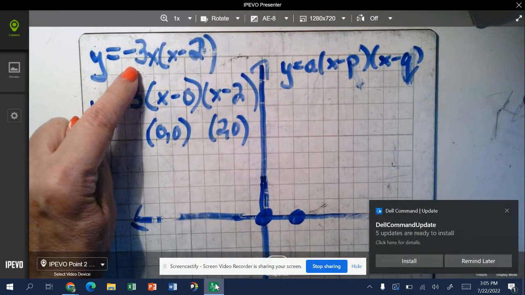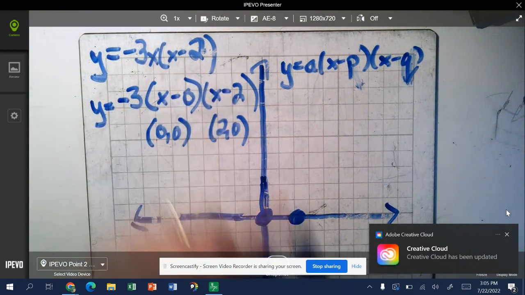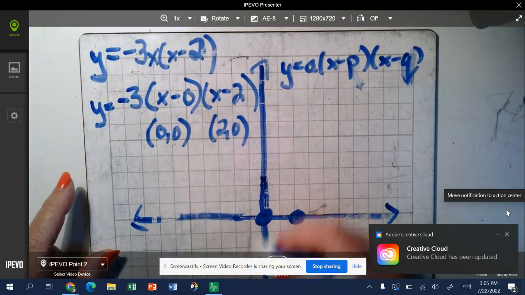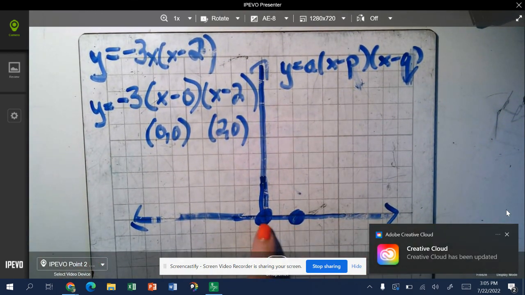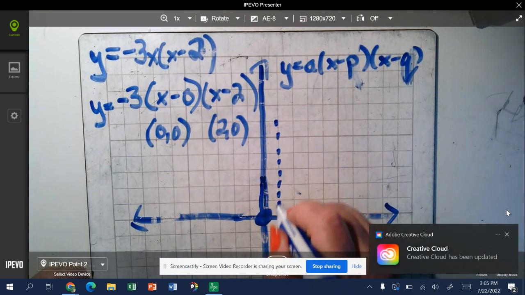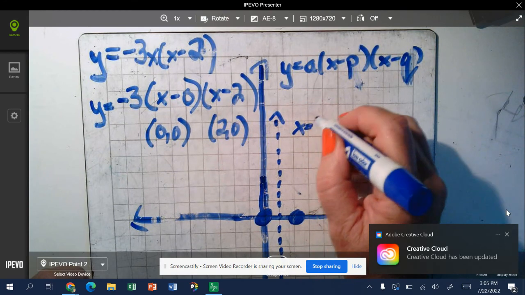Well, you know that this is going to open down, because this is negative. So it's going to be something looking like this. My vertex is going to be in between these two because we know that this would be symmetrical. So I know that my vertex will be somewhere along this line. I don't know where, but it'll be somewhere along the x equals 1 line.